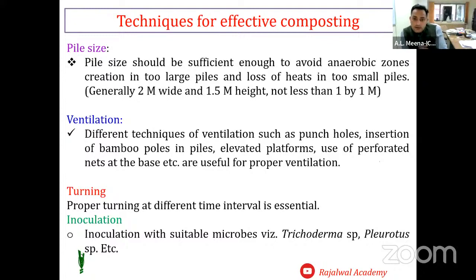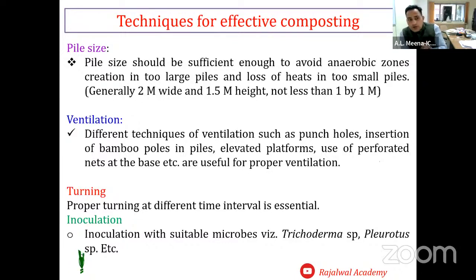For ventilation, different techniques are used, such as punched holes, insertion of bamboo poles, elevated pallet platforms, and use of perforated nets. For the aeration process, we use bamboo poles, elevated platforms, and perforated nets.